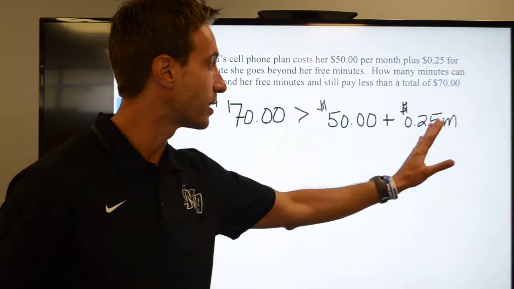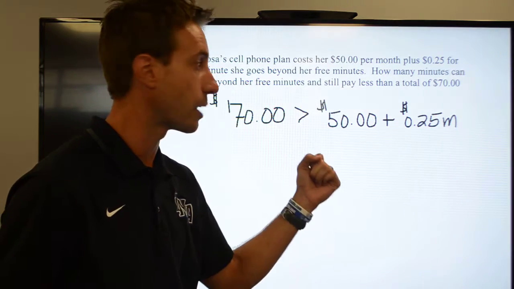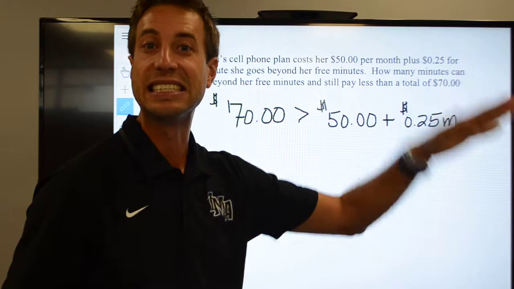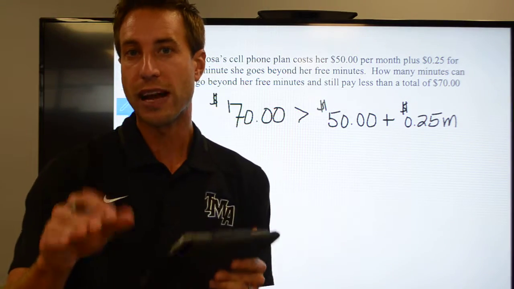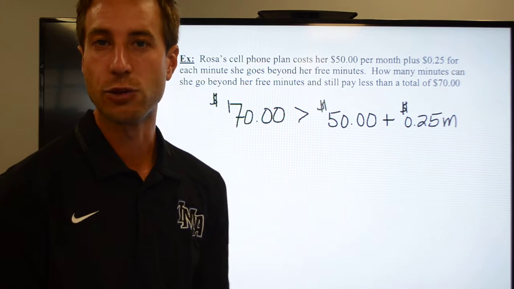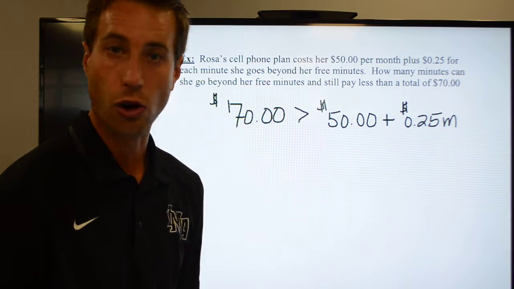So the way we've got this set up, her $50, she gets charged anyway, plus 25 cents for every additional minute that she uses. We need that to be less than 70. We've now set up our inequality. Let's use our properties of inequalities to solve this.